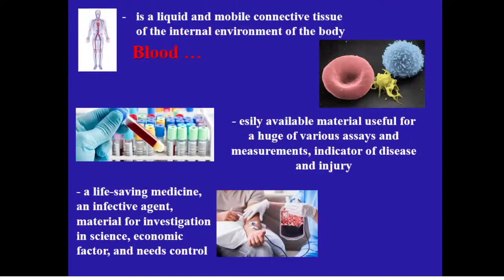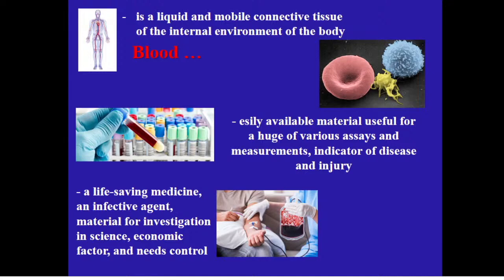So, blood is not only our internal tissue. It's easily available material useful for various assays and measurements. It's a good reflection of diseases and injury that we have in our body. And as doctors, we must know about this and know what we must see in the norm and how the different values in our blood change during pathology.